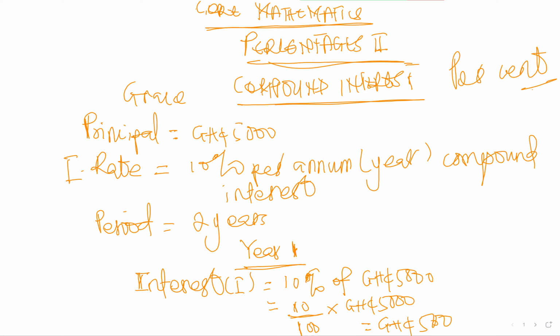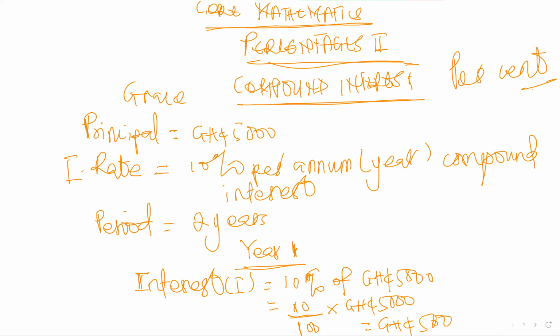Let it make sense. At the end of the first year, the bank said they will give you 10% of your money as interest. We want to know how the compound interest calculation works, though she is saving with them for 2 years. So in year one, she's earning 10% of her money. Her money is 5,000, so that'll be 10 over 100 of 5,000.